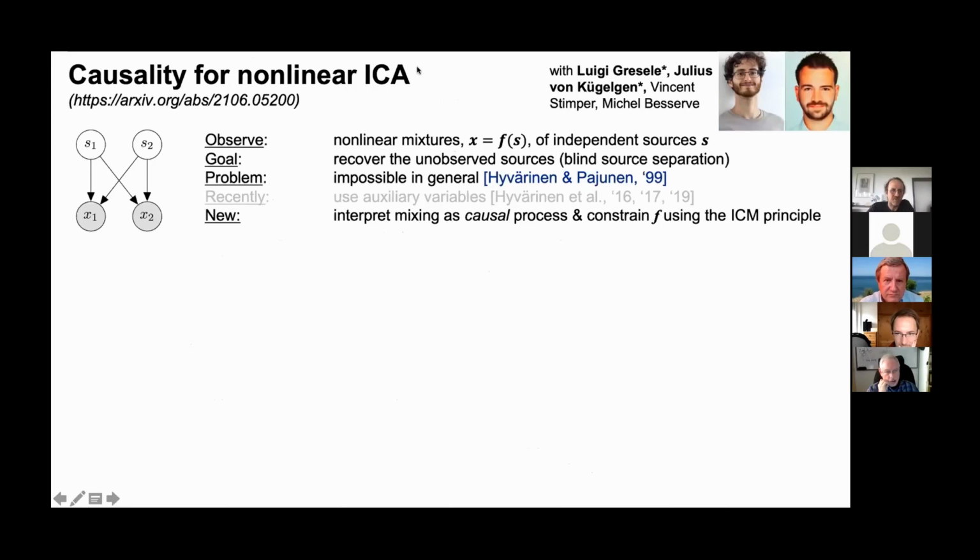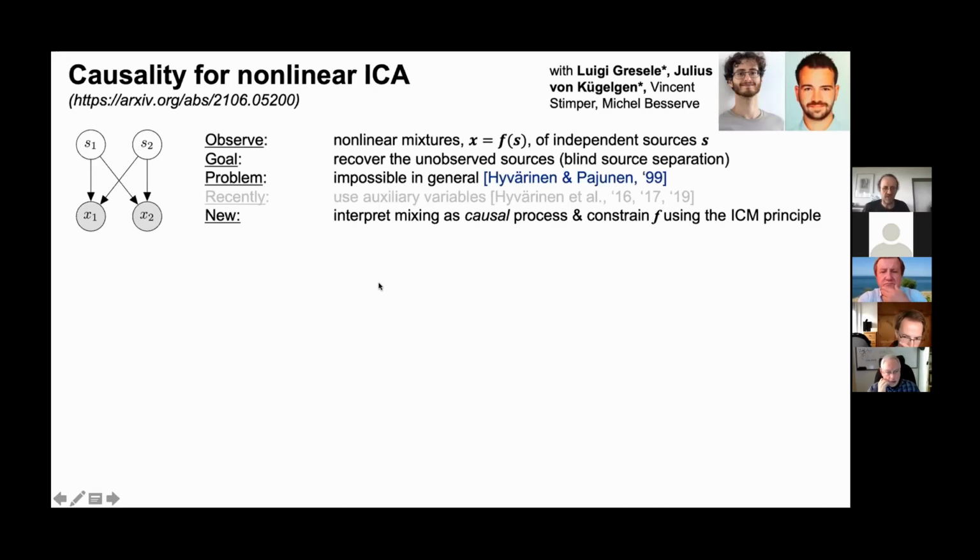This is about the problem of nonlinear ICA. We assume that the observed data is a nonlinear mixture of these two signals here, and we assume that these sources are independent. Now in linear ICA, knowing that these sources are independent and assuming that this forward mapping is linear is sufficient to identify these two sources under certain assumptions and up to certain indeterminacies. If, however, the mapping from S to X, this function f, is nonlinear, then it turns out this problem is very hard unless you have auxiliary variables, etc.